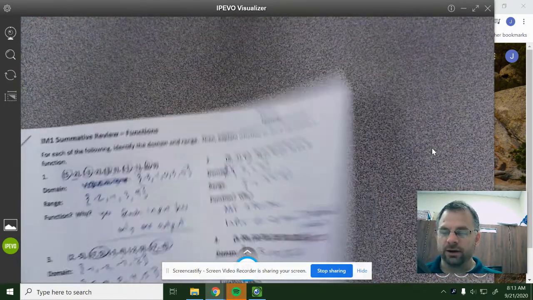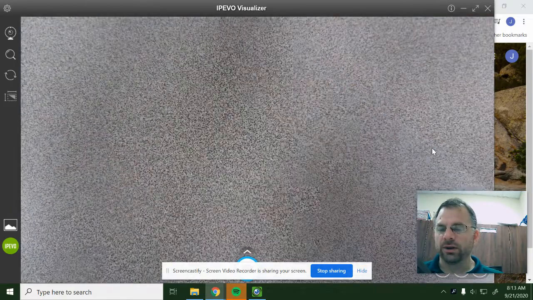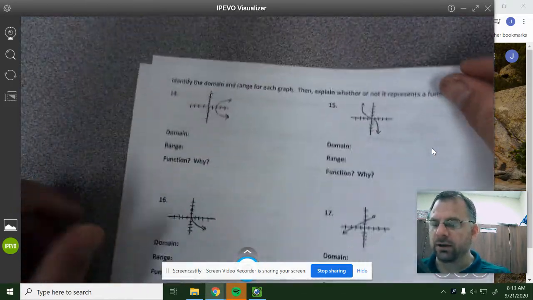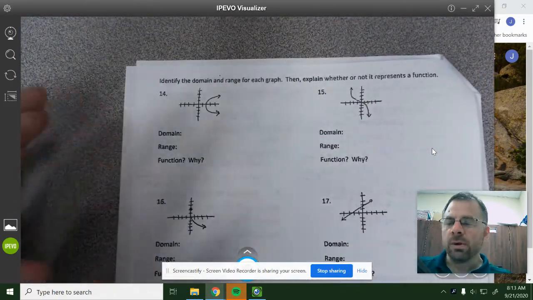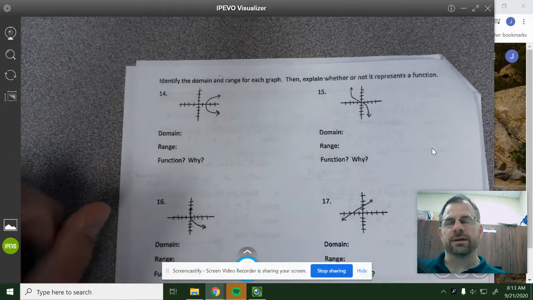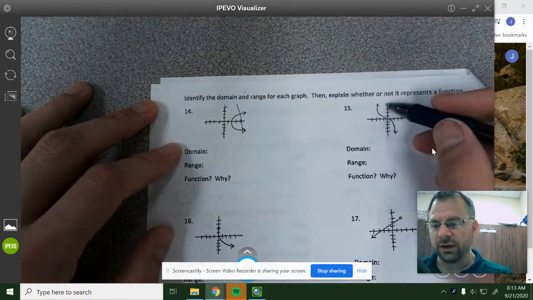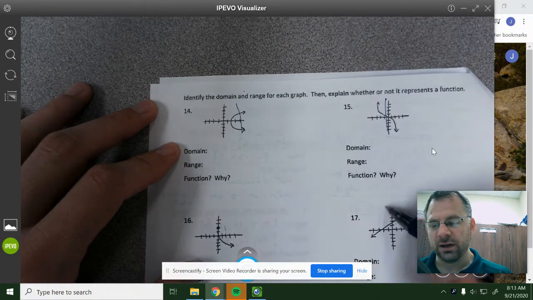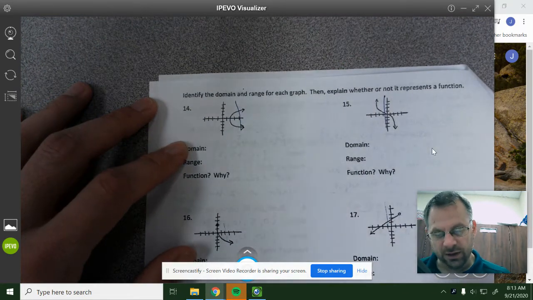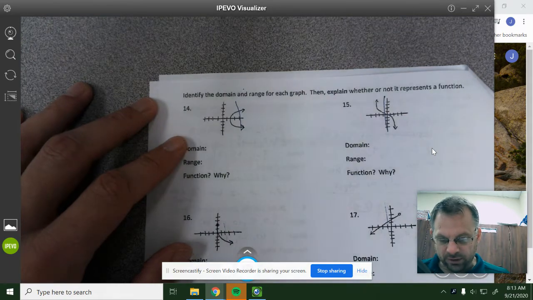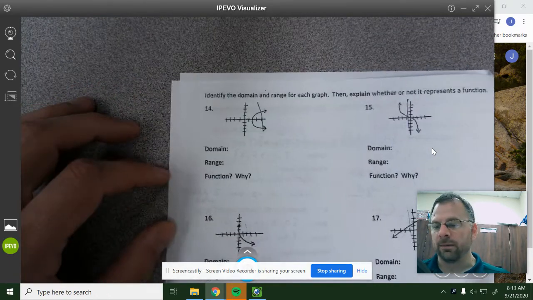Okay, there's our video. Remember on the ones here, I'm just going to really quickly talk about these. Remember, we look for the vertical line test to see if it's a function. If it hits 2 points, it's not a function. Not a function, is a function, is a function, is a function, not a function, not a function. Those are things that we want to be careful about.